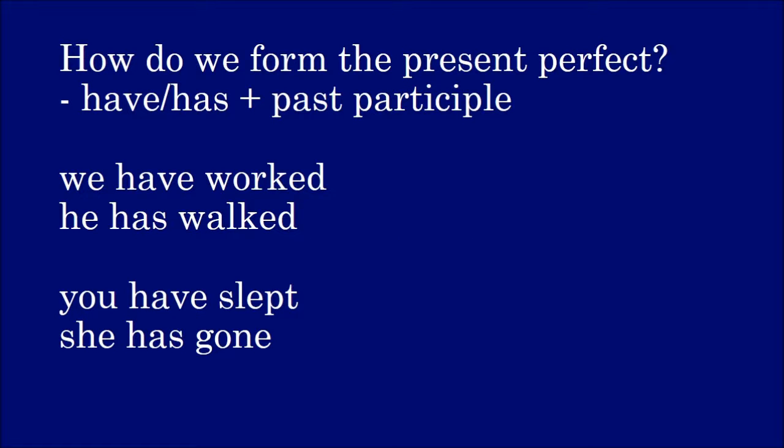Let's first of all take a look at the question how we form the present perfect. We use have plus past participle. With he, she and it, we use has instead of have, and then also a past participle. Examples: we have worked, he has walked, you have slept, she has gone.